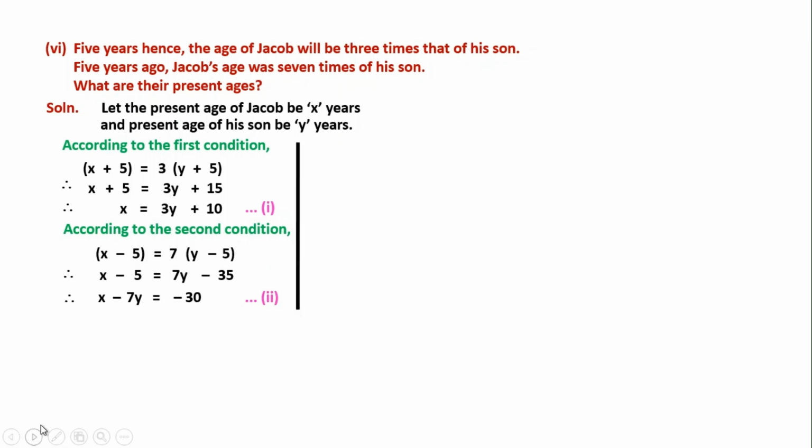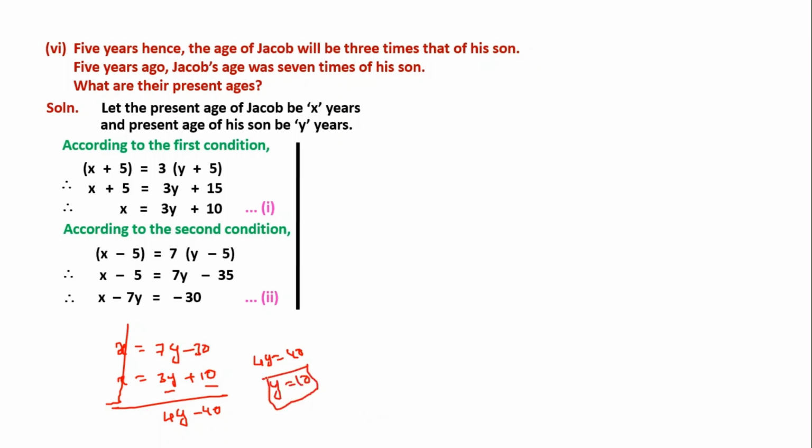Now solve these pair of linear equations. We know very well how to solve this. From this we can say x is equal to 7y minus 30, and the previous one is x is equal to 3y plus 10. Subtract it, minus minus minus. So it will be 4y and it is minus 40. So 4y is equal to 40, y is equal to 10.